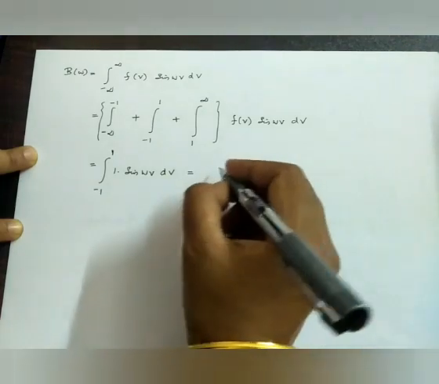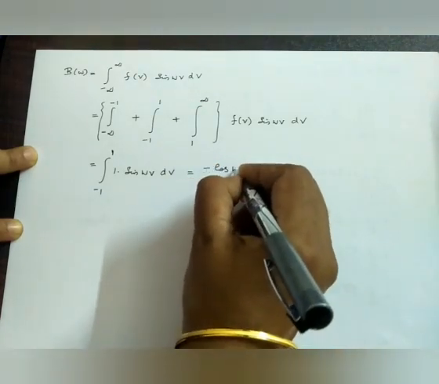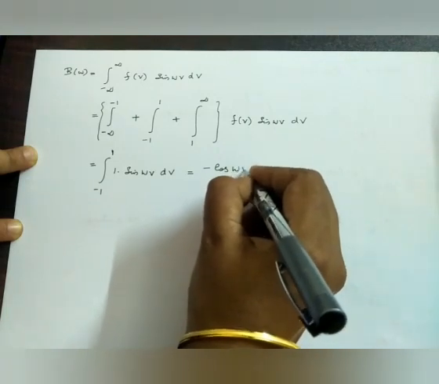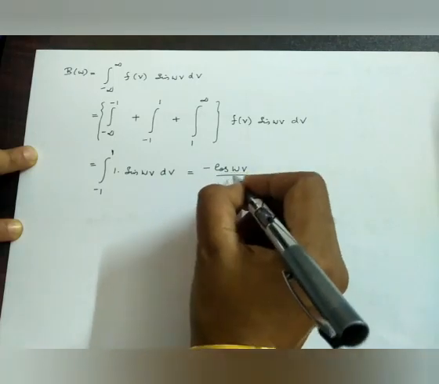What is the integral of sin theta? Integral of sin theta is minus cos theta. Therefore, minus cos omega v, with respect to v, means divided by omega.